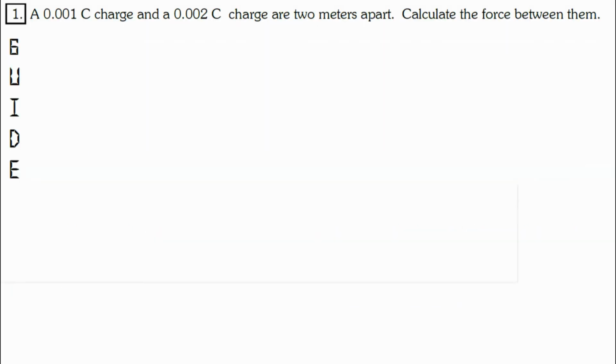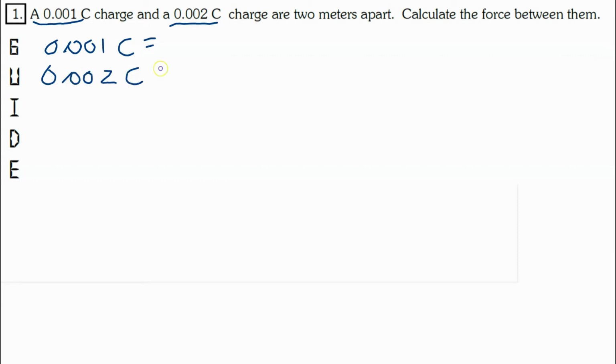This is the first item from the Practice in the Law pages. Each of these we follow the guide steps. These guide steps are here to help walk you through the problem. So the letter G is for the given. You jot down all the given items in the problem. So we have a 1/1000th of a charge, decimal there, and we have a 2,000th of a charge.